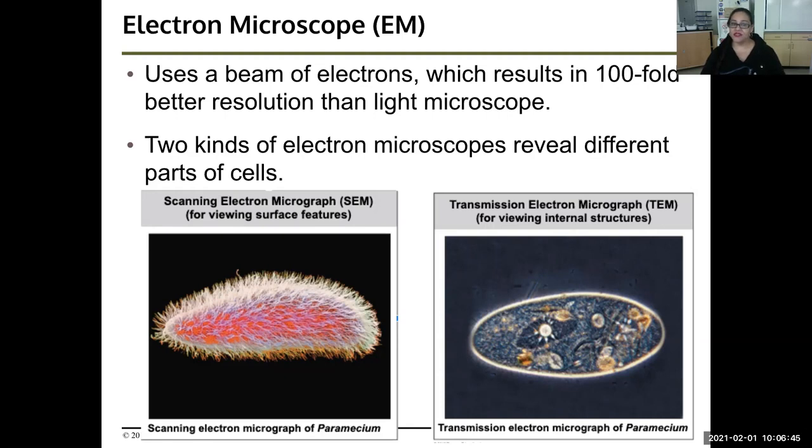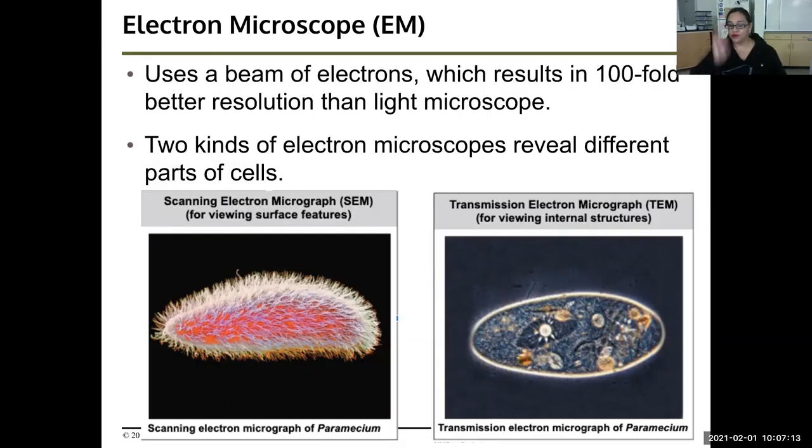There's a scanning electron microscope for viewing surface features. On the left, that's still a paramecium, but it's the outside of it. You can see all the little hairs on it. They're called cilia. Helps it move from place to place. And there's a transmission electron microscope for viewing internal structures. And you can tell that picture is a lot more detailed than the picture on the previous slide.